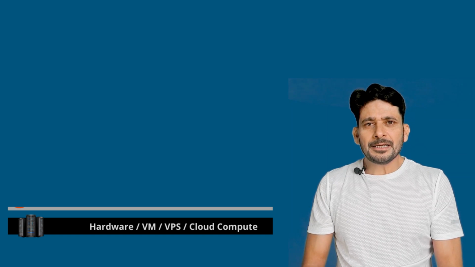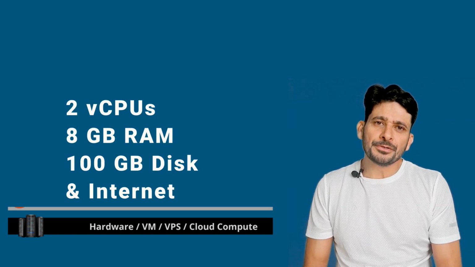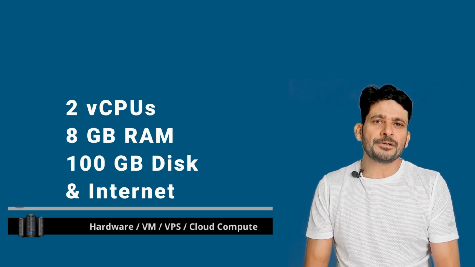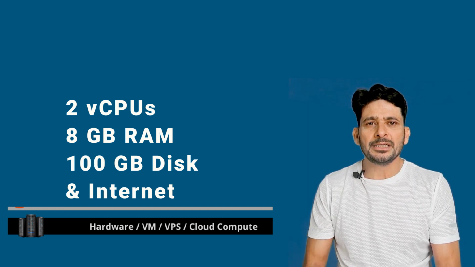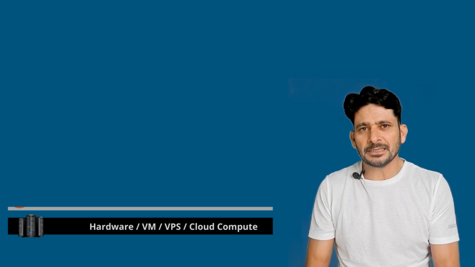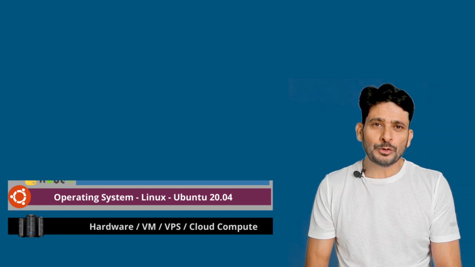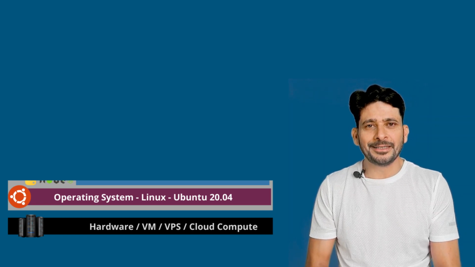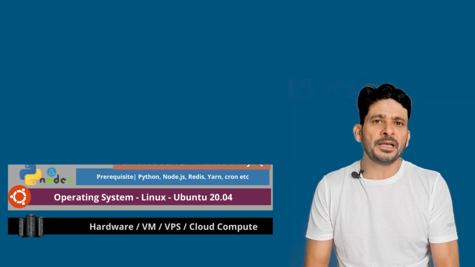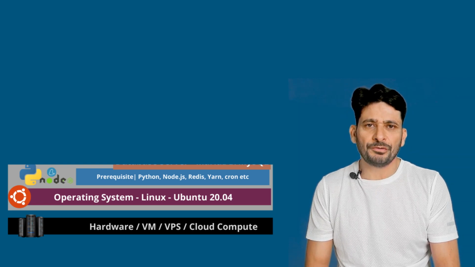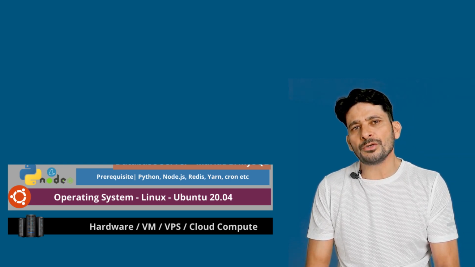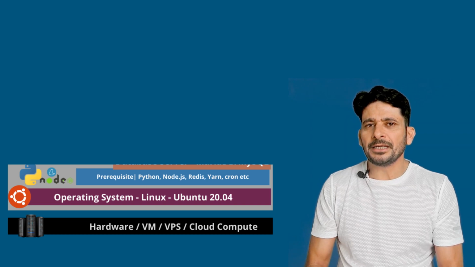So for my setup, I'll be using 2 virtual CPUs, 8 GB of RAM, 100 GB of drive, and network available to you so that you can download and install the application. Then of course the operating system. If you want to know how to install Ubuntu Server, I have provided the link in the description below. There are various prerequisites before you install the Bench or Frappe Bench. You need to have Python, you need to have Node.js and various other tools, applications and modules.